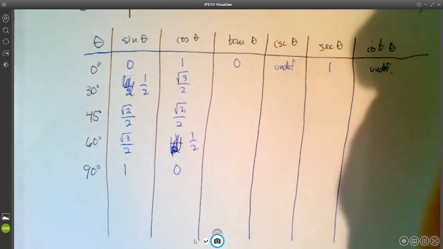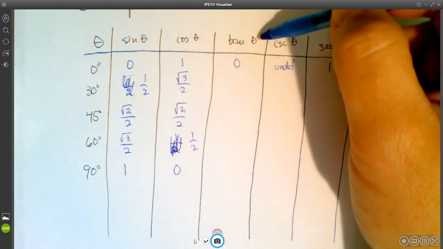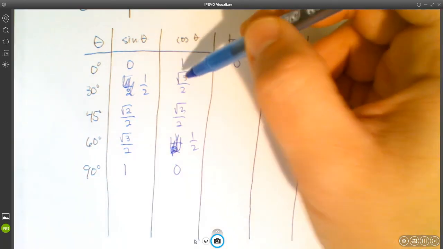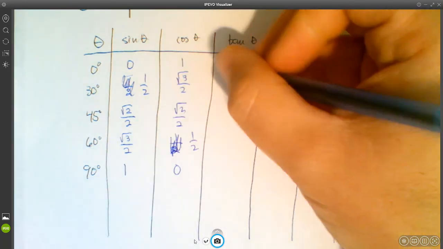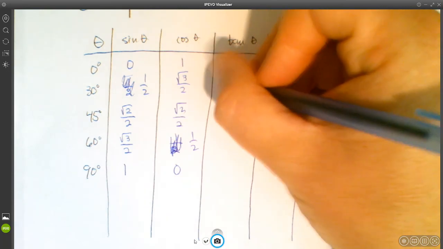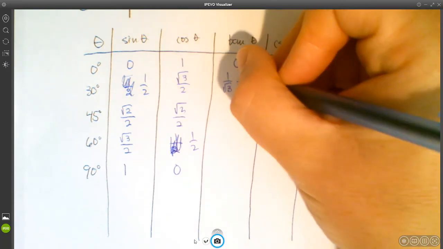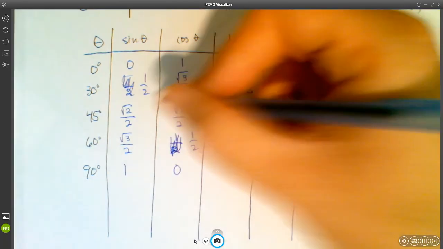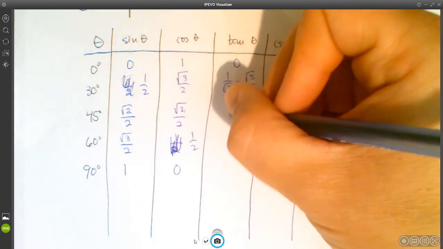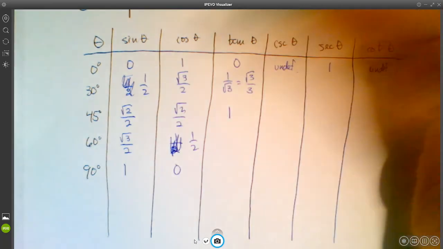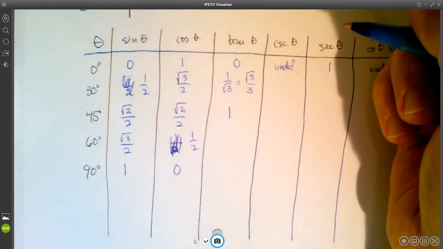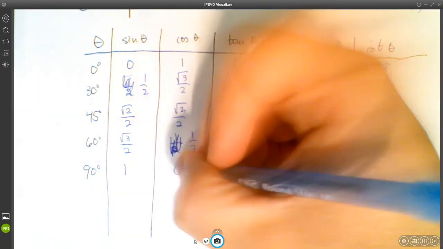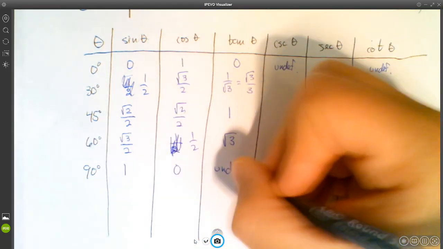And based on that, you can fill out everything else, right? Because you know that tangent is just sine over cosine. So 1/2 divided by root 3 over 2 would be 1 over root 3, which if you rationalize it is root 3 over 3. Root 2 over 2 divided by root 2 over 2 is just 1. Root 3 over 2 divided by 1/2 is just going to be root 3. And then 1 divided by 0 is undefined.